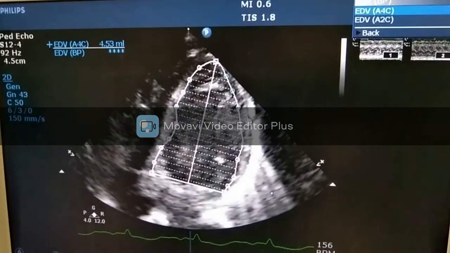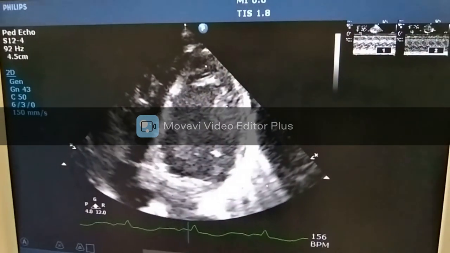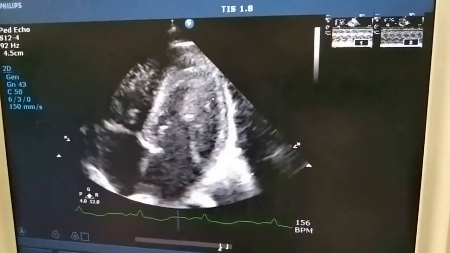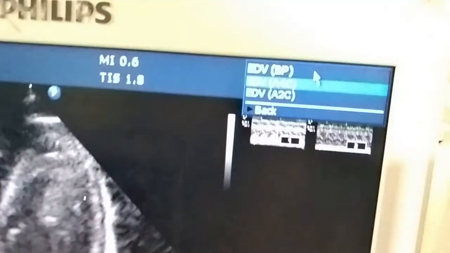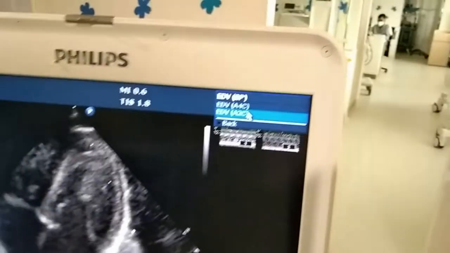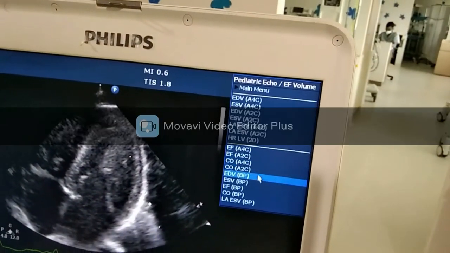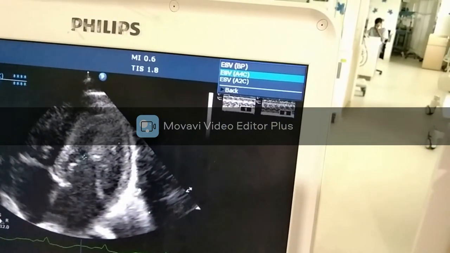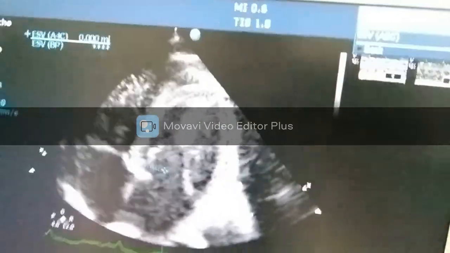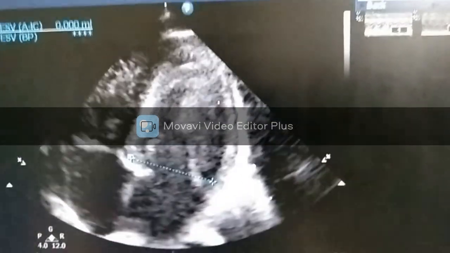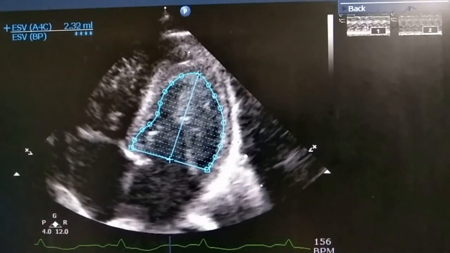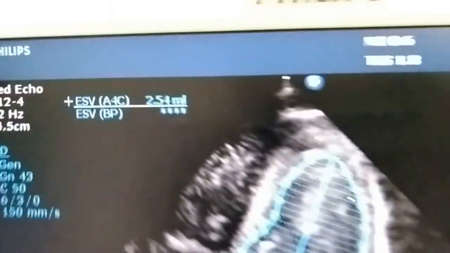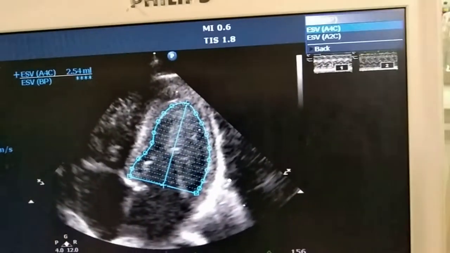Now I'll erase this part. You can see the valve movement there, you see? Yes, sir. This is right. I go to the back here. Then you can see here, ESV biplane. Then I'll take this ESV biplane. You put it here. And then see. See? 2.54 is the end systolic volume.